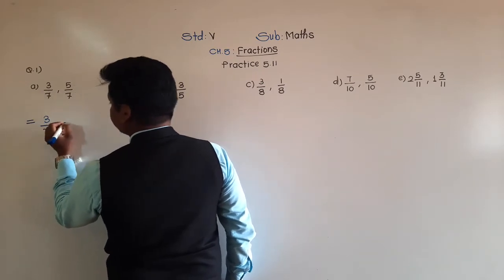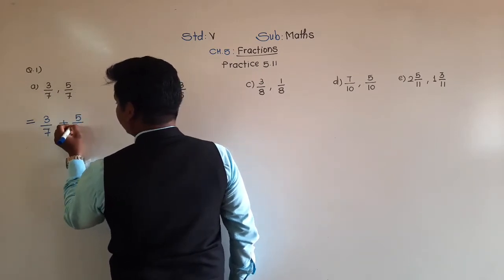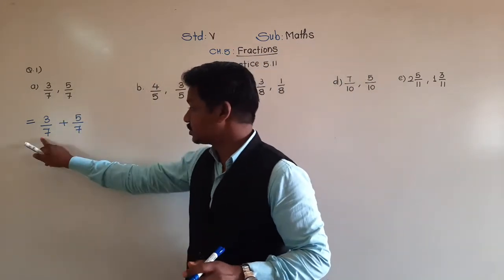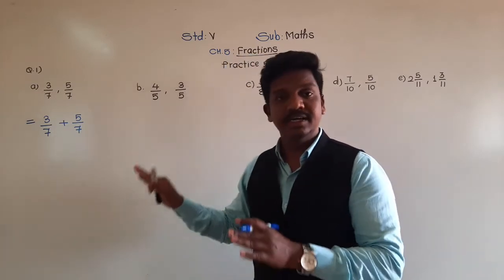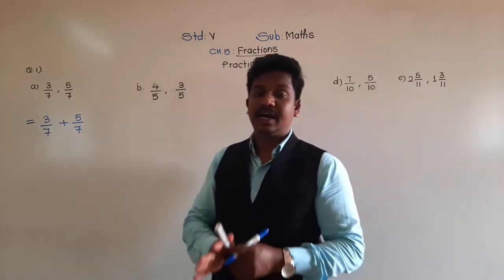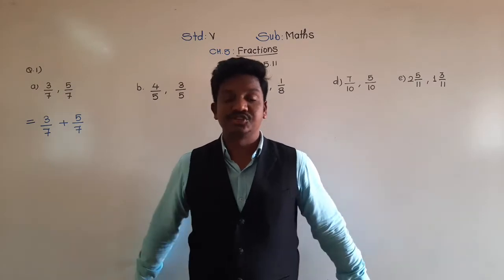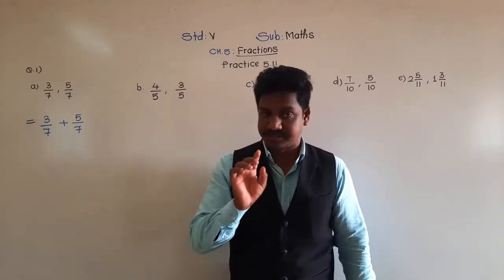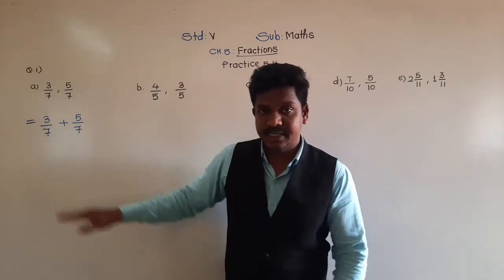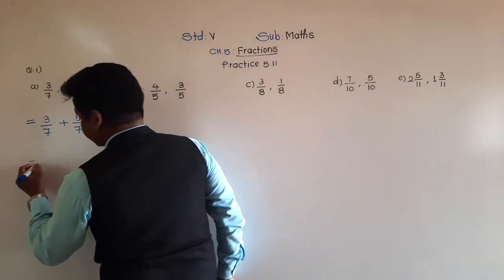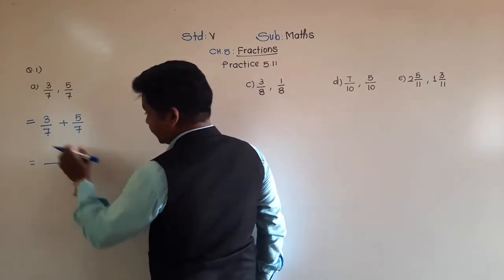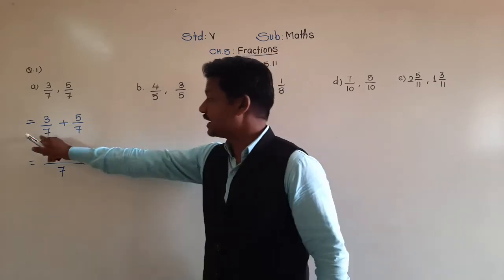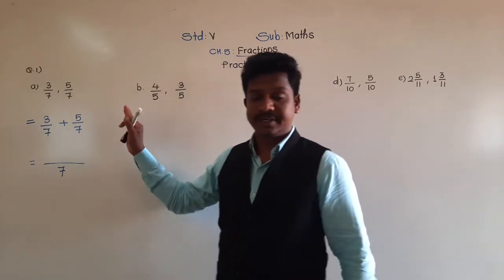3/7 plus 5/7. See the denominators, here also 7, here also 7, they are same. In fractions we have to add only numerators, not denominators. Denominators are same, so we take that denominator common. First give this bar, and take only one 7. We don't add 7 plus 7, no, take it common.